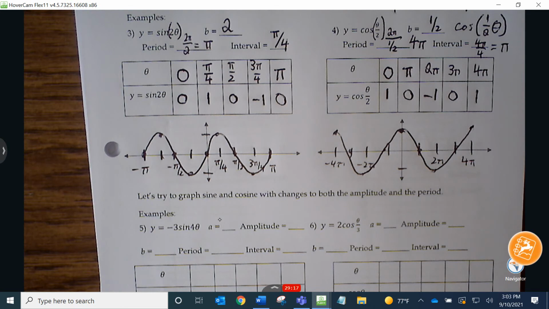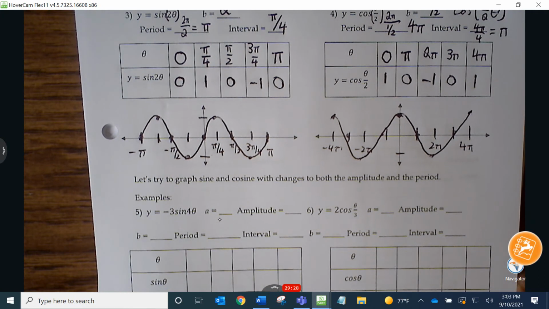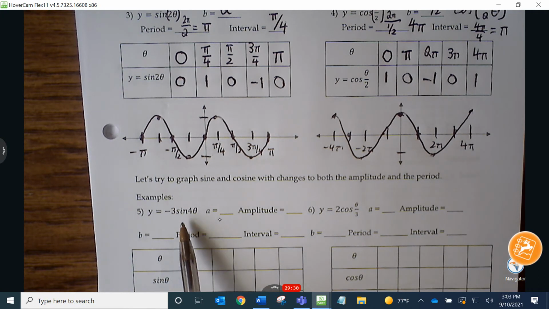Now we're going to graph sine and cosine functions with changes to both the amplitude and the period. But let's gather information first, and then we can do one thing at a time. Okay, y equals -3 sine of 4 theta. Notice that we have things changing with both the a and b value.